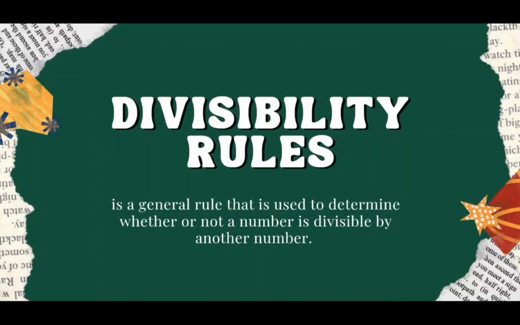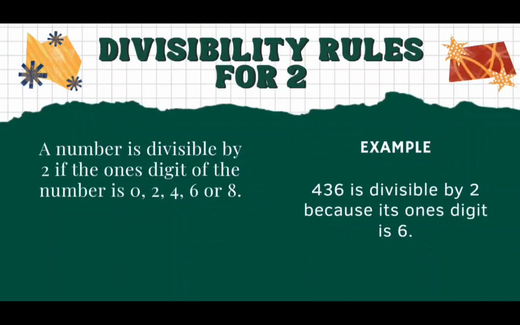So let's first learn the divisibility rule for 2. A number is divisible by 2 if the ones digit of the number is 0, 2, 4, 6, or 8. Example, 436 is divisible by 2 because its ones digit is 6. The last digit of 436 is 6, therefore that number is divisible by 2 because 6 is an even number. Let's try another example. How about 284? The ones digit of 284 is 4, and that 4 is an even number, so therefore 284 is divisible by 2.